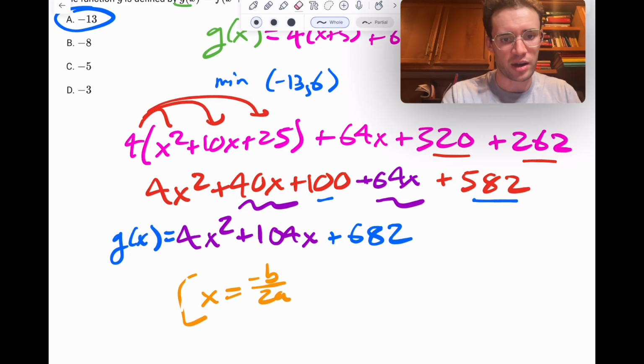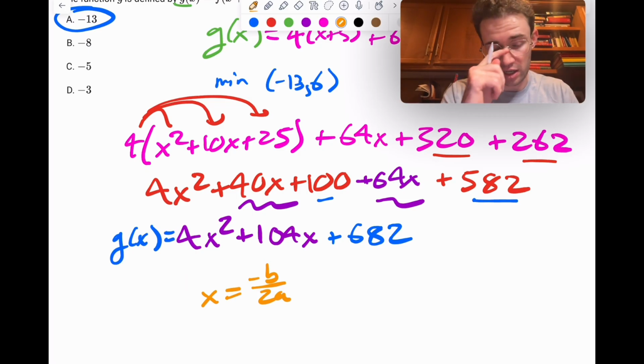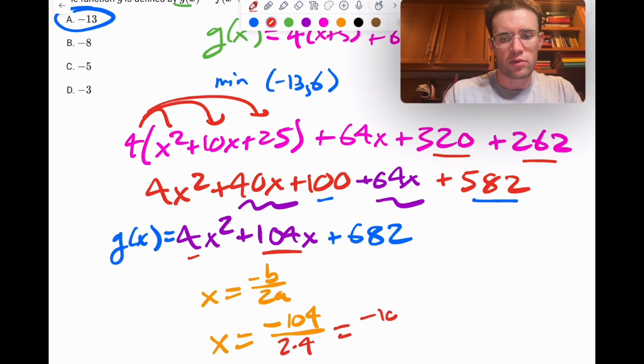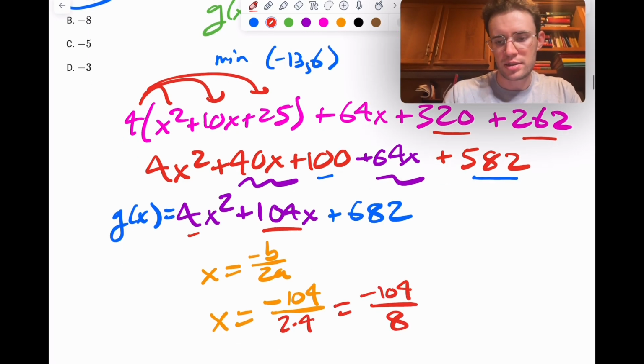Be confident about it. Look it up maybe right before you go on the test if you're not 100% sure. But that would be negative, our b value is 104. So negative 104 over our a value is 4. So that'd be 2 times 4. It gives us negative 104 over 8.